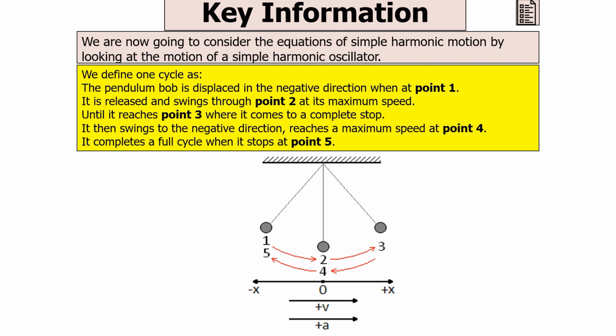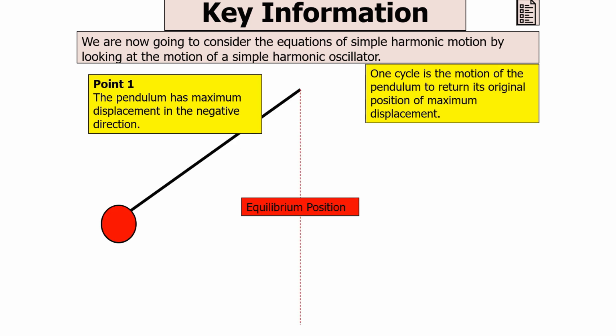We define one cycle as the pendulum bob being displaced in the negative direction at point 1. It is then released and swings through point 2 at its maximum speed until it reaches point 3 when it comes to a complete stop. It then swings back in the negative direction, reaching a maximum speed at point 4. It then completes a full cycle when it stops at point 5. Now, at point 1, the pendulum has a maximum displacement in the negative direction. Now, as we said before, one cycle is the motion of the pendulum to return to its original position of maximum displacement.